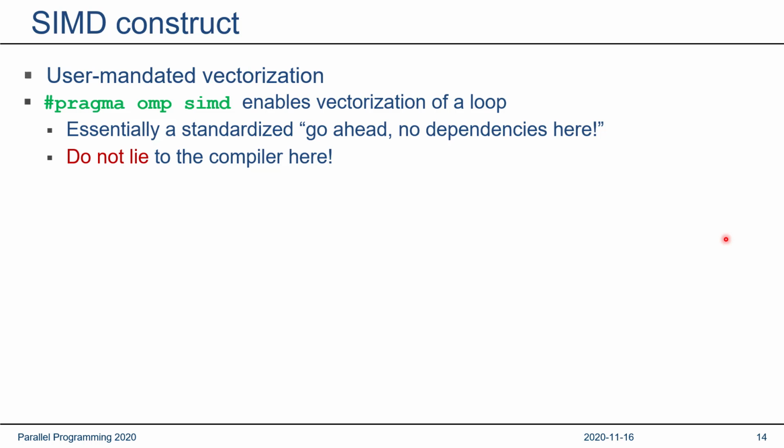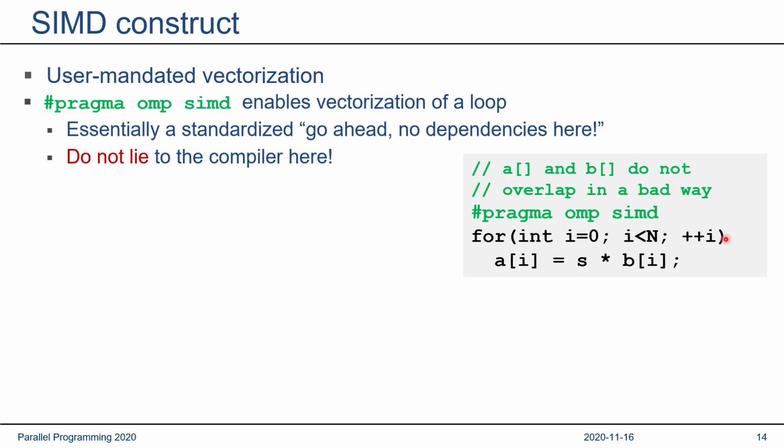So the simplest construct we have in OpenMP for SIMD is the SIMD construct for loops. It's something like user-mandated vectorization. If you put pragma OMP SIMD in front of a loop, it enables the vectorization of the loop by telling the compiler, go ahead, there are no dependencies here. Okay, you can rely on me, just believe me. And of course, you should not lie to the compiler. If there are dependencies, while you're telling the compiler they're not, then your results may be wrong.